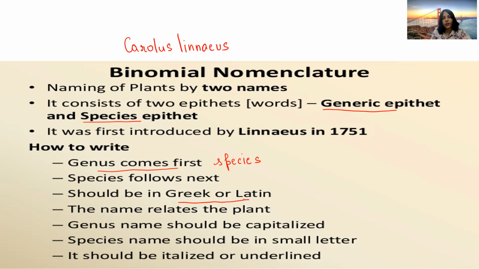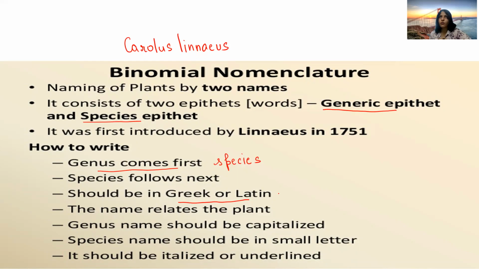It should be in Greek or Latin. Why Greek or Latin? Why was he so predisposed towards those languages? Because at his time, Greek and Latin were the languages of scholars. All the scientists and scholars used to study Greek and Latin. So it was a very convenient language at that time. And nowadays, these languages are almost extinct. They are not undergoing evolution, just like the English language.